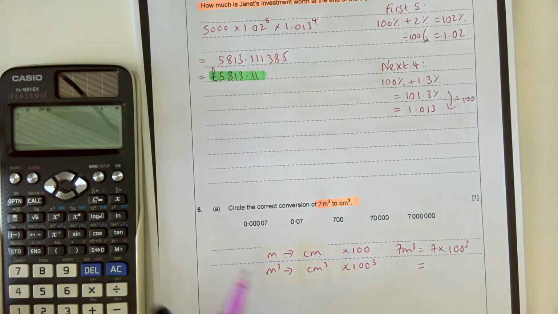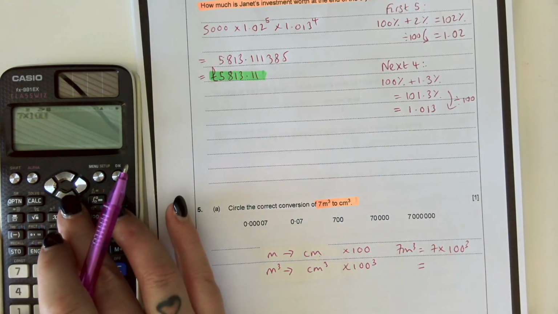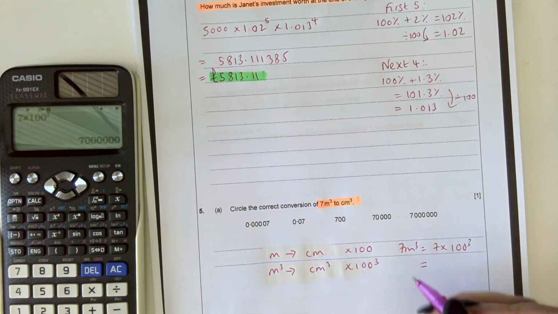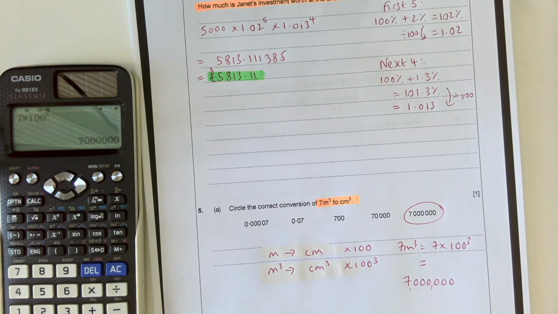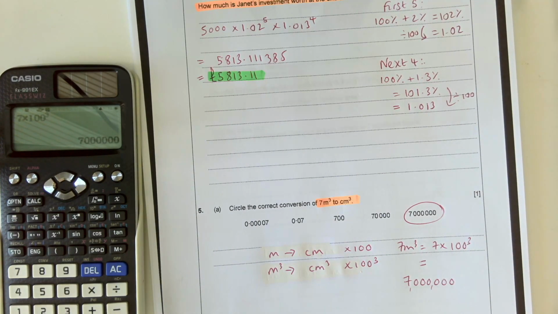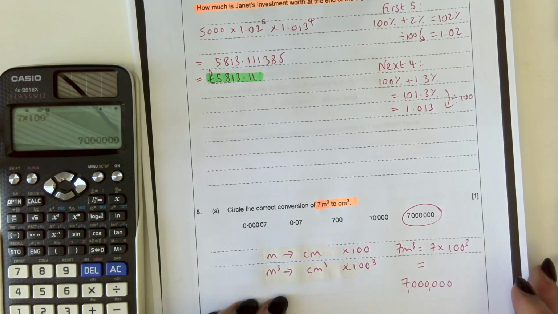So stick that in your calculator. 7 times 100 cubed, which is 7 million. Guys, so make sure you circle the correct number. When they're multiple choice, don't just guess. Do some working out.